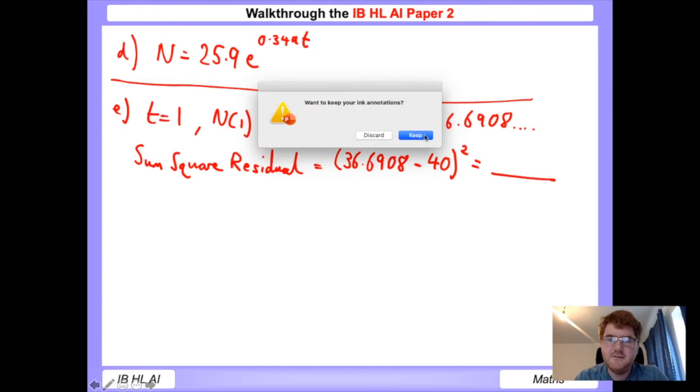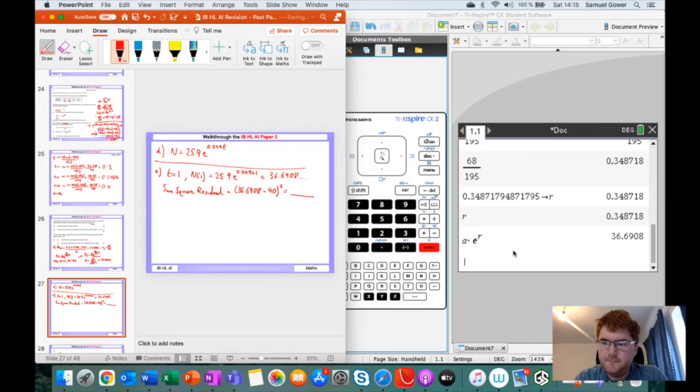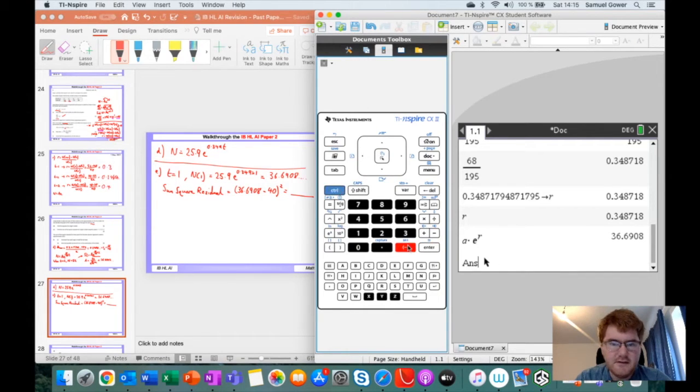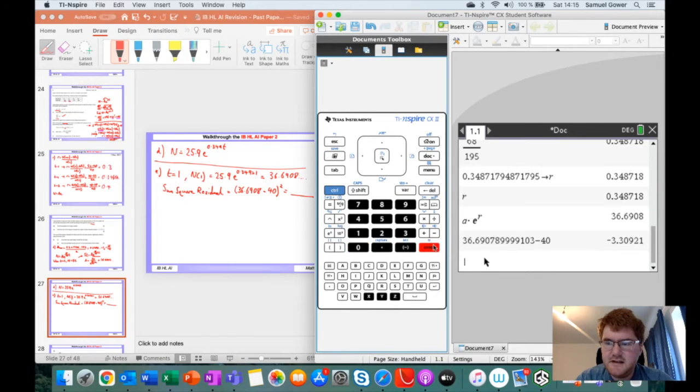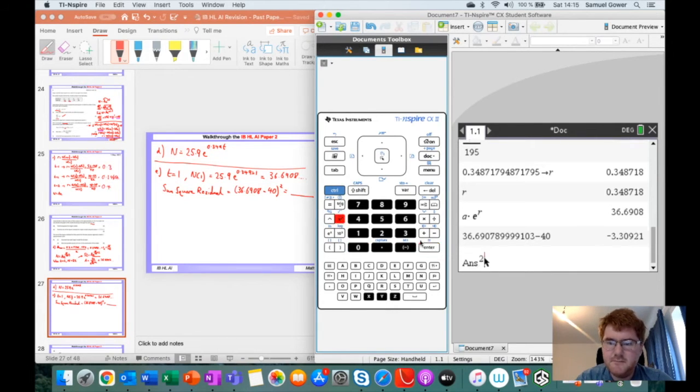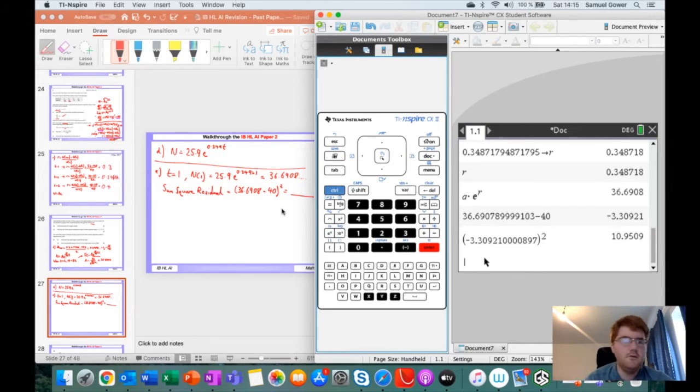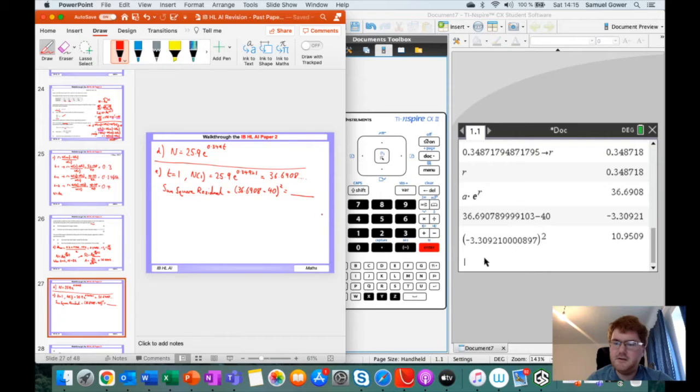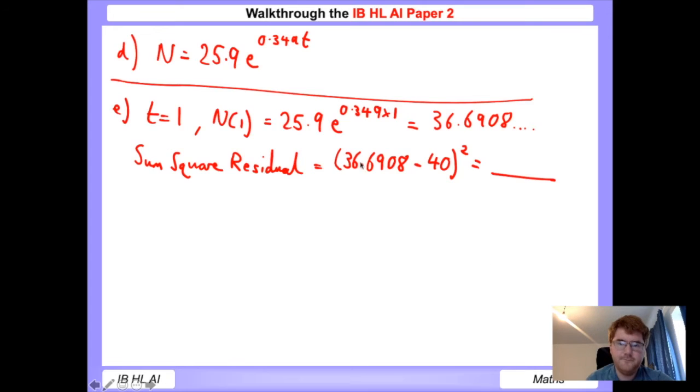So what we would do at this point is I would take answer, and try and keep it as easy as possible. Answer minus 40, enter, you get a negative number, we're just going to square it, and then you get your sum of square residual for that particular value. So this one will be 10.9509. Okay, and we're going to do the same for each of these values of t.